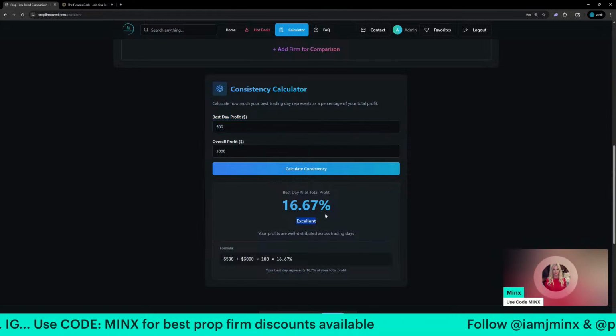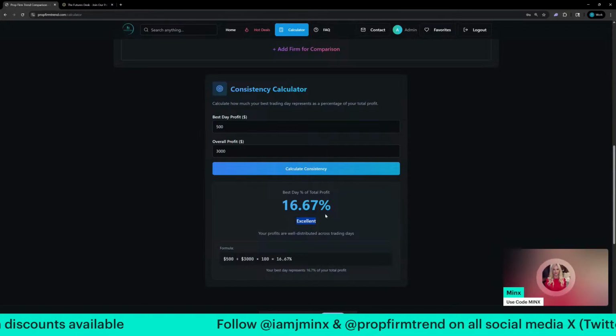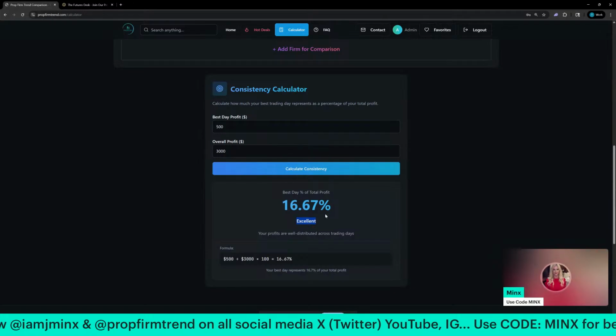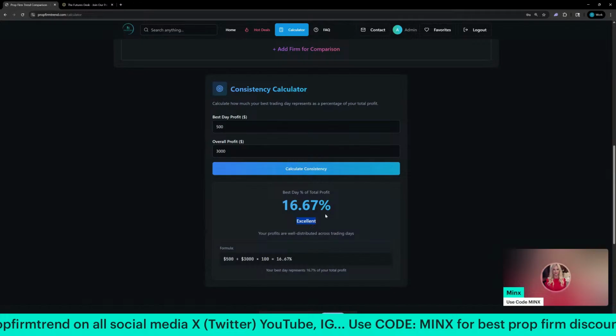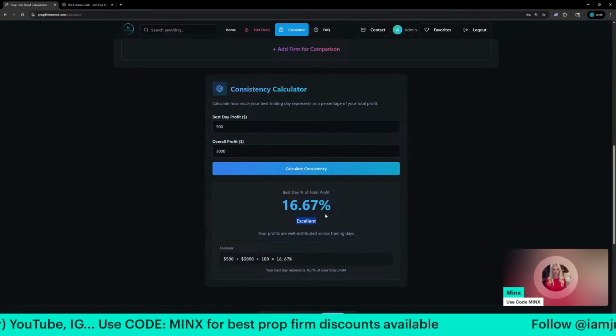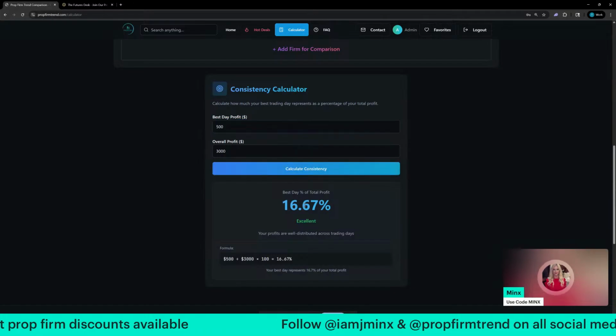And then once you pass, you go over to the funded stage and you fail it because you're not consistent. So basically you just want to look at the rules. Some have this consistency calculator afterwards.